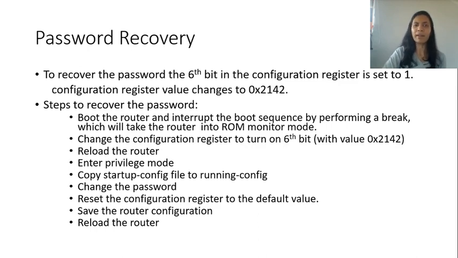And once I have copied my running configuration to startup configuration, the startup configuration will have the new password that I have set now. So now I need to change my configuration register value back to the default, that is 2102, and then start my router. When I start my router with the configuration register value 2102, my router is going to check for the NVRAM and it is going to use the startup configuration for configuring the router.